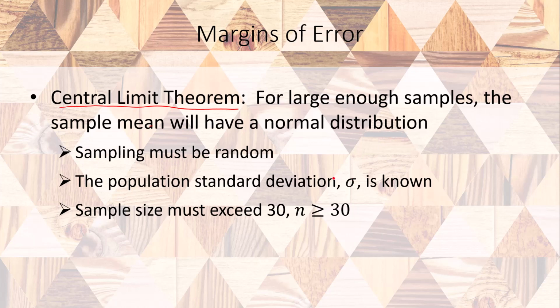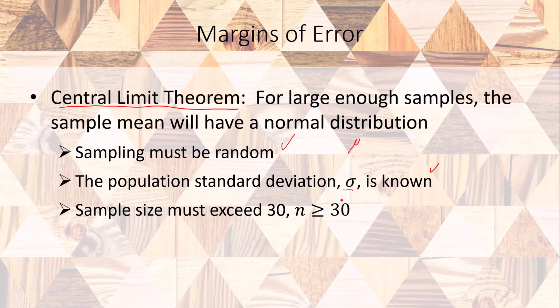But there are a couple of criteria. First thing is the sampling must be random. We have to know what the population standard deviation is, which is actually kind of silly because if we know what sigma is, then we also already know what the mean is. And then, because you need this to compute sigma, the sample size must exceed 30.